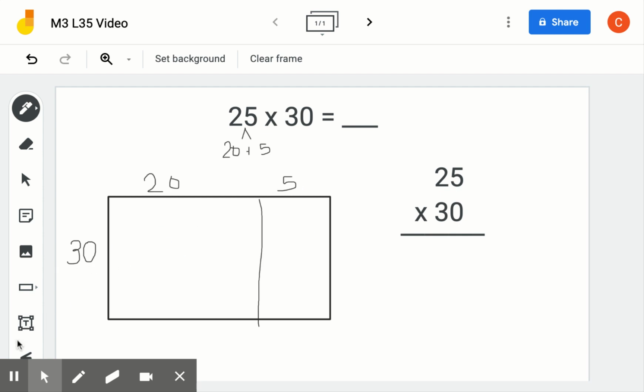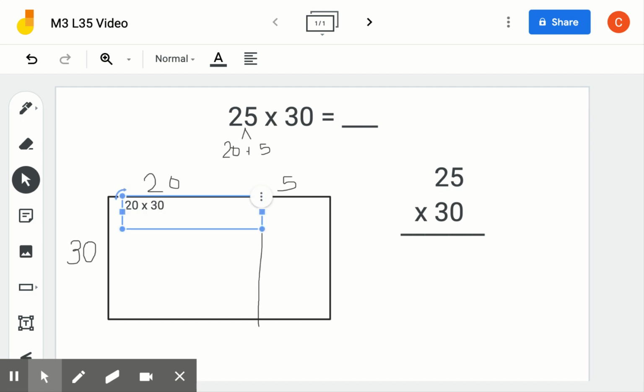Let's start with the larger rectangle first. Oops, let me make that a little bit smaller. So 20 times 30. 20 times 30 is the same as 2 tens times 3 tens. And I know 2 tens times 3 tens because I know 2 times 3. 2 times 3 is 6, so 2 tens times 3 tens is 6 tens. And 6 tens equals 600.